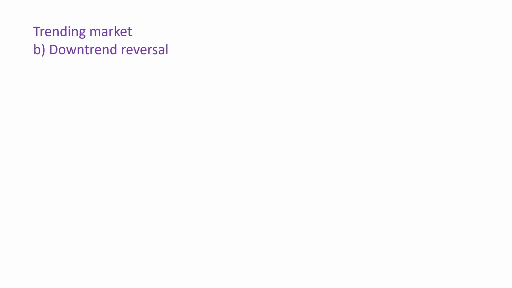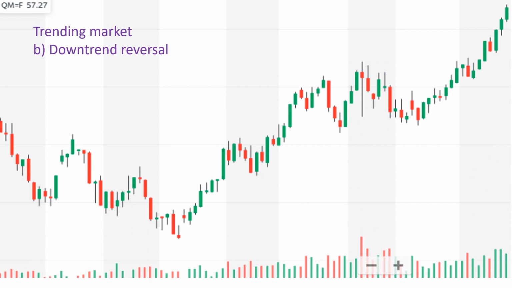Trending market, downtrend reversal. Let's take a look at this QM stock chart. First, the price is trending downward. When the market is trending lower, it's always making lower swing lows, and the pullback is making lower swing highs all the way down to the bottom. This is the characteristic of a strong downtrend continuation, and we are looking for selling opportunities as long as the trend continues in the downtrend direction.